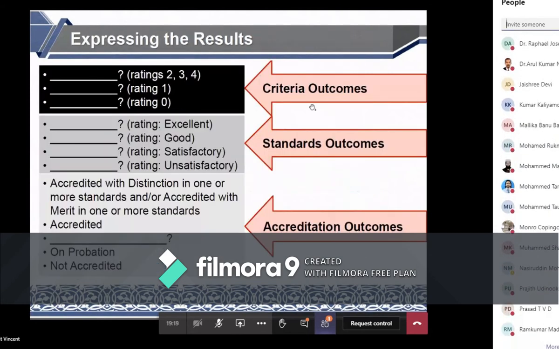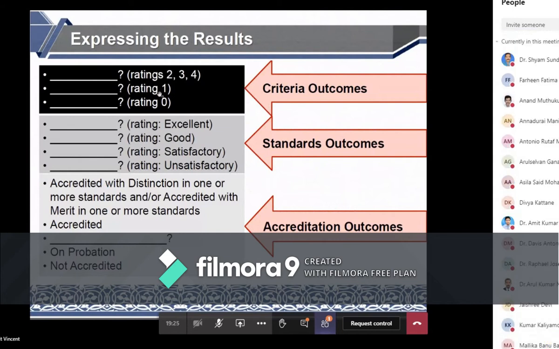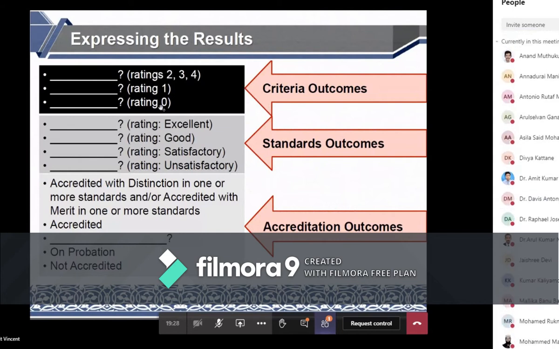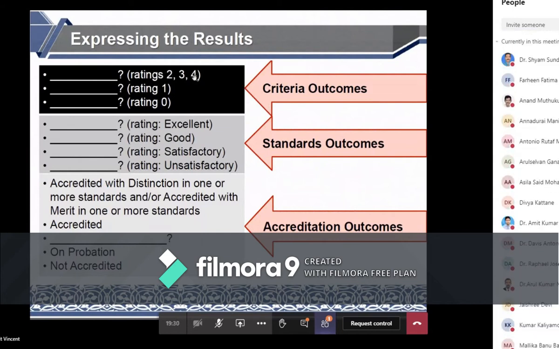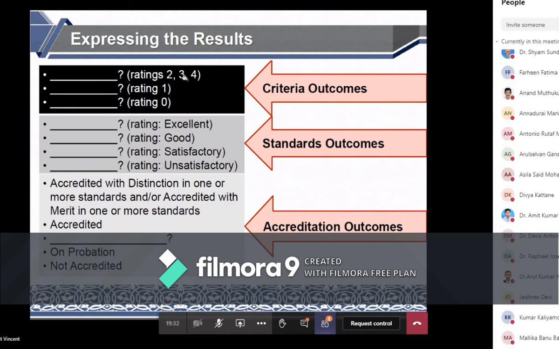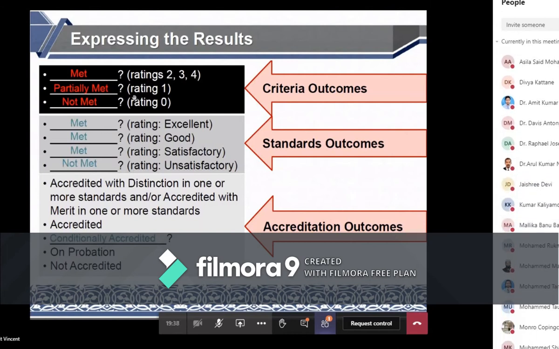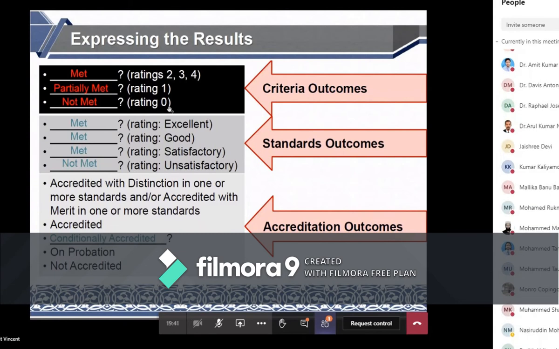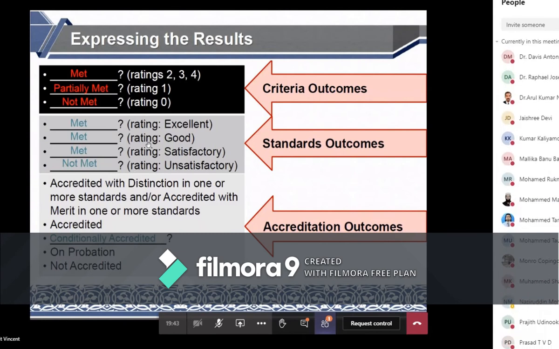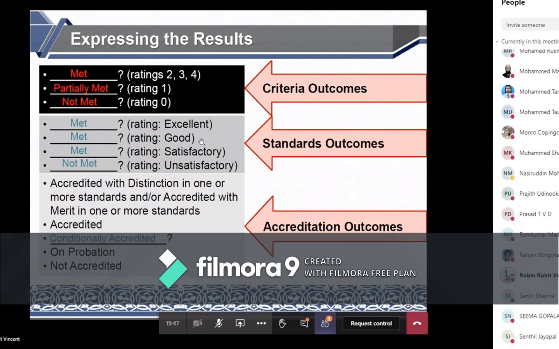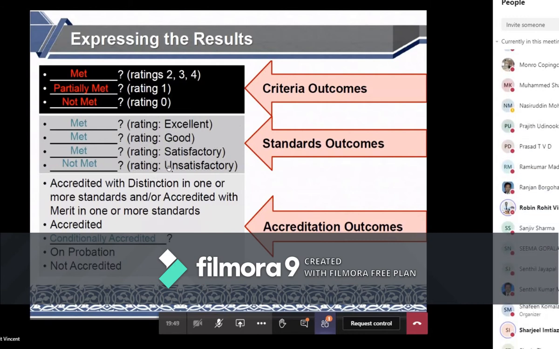Now we will be assessed on criteria, then there will be standards, and then the final accreditation. The criteria outcomes are rated from 0 to 4, and ratings of 2, 3, and 4 are met. 1 means we are partially meeting that particular criterion, and 0 means we are not meeting it at all. And these criteria lead to standards when you have 4 categories.